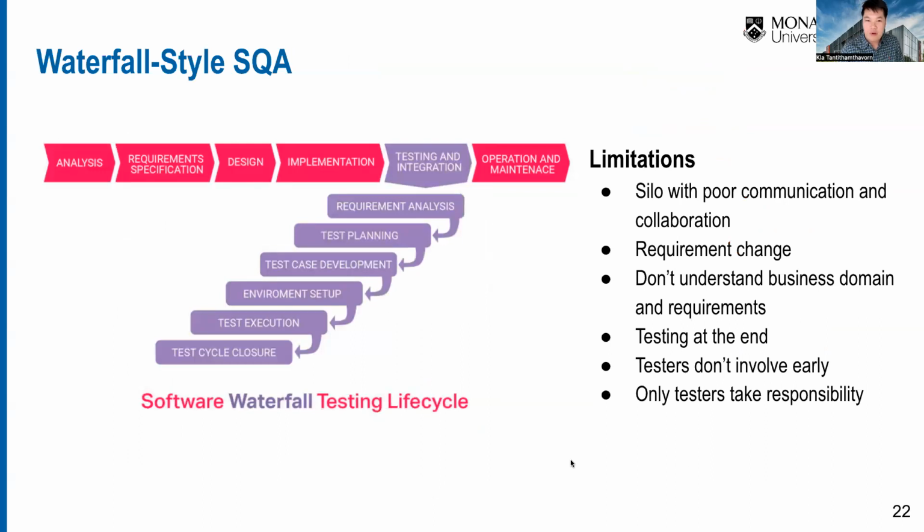So waterfall, when we don't understand the business domain and the requirement, then the static testing cannot be done appropriately at all. And the challenge part, I think the big disadvantage of the waterfall style software quality assurance here is that when the requirement is changed, we cannot change anything. Testing has to be done. Like we cannot do anything else. Okay. So that's the limitation.